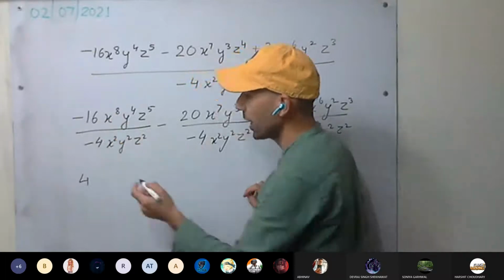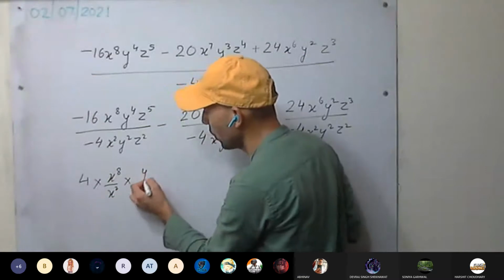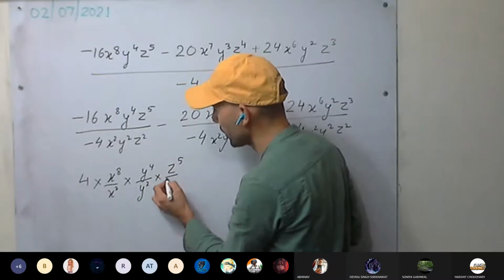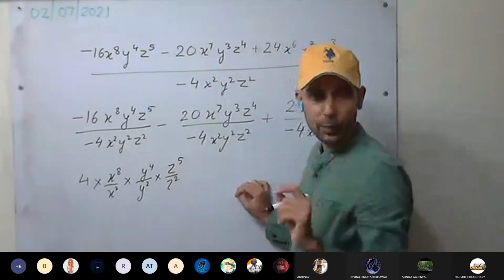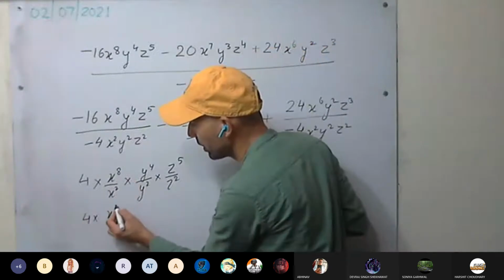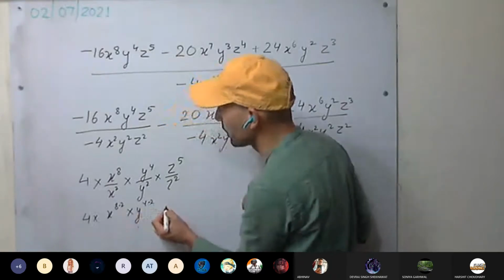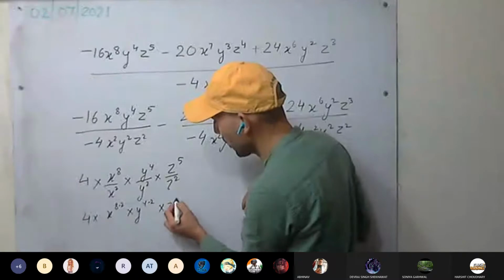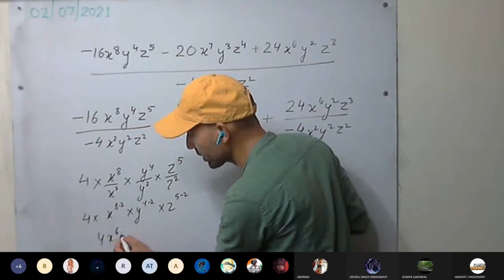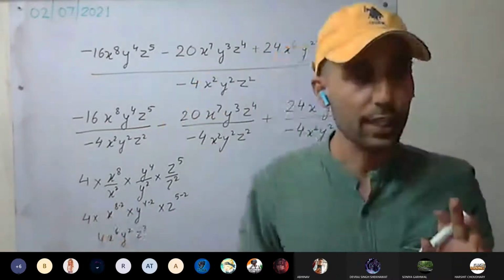Now x raised to power 8 divided by x square. Either you write it like this: x raised to power 8 divided by x square, into y raised to power 4 divided by y square, z raised to power 5 divided by z square. You may write like this: 4 into x raised to power 8 minus 2, into y raised to power 4 minus 2, and z raised to power 5 minus 2. It is 4 x raised to power 6, y raised to power 2, z raised to power 3. This is fine. You may proceed like this.